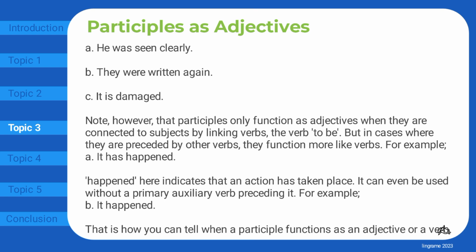It can even be used without a primary auxiliary verb preceding it. For example, it happened. That is how you can tell when a participle functions as an adjective or a verb.